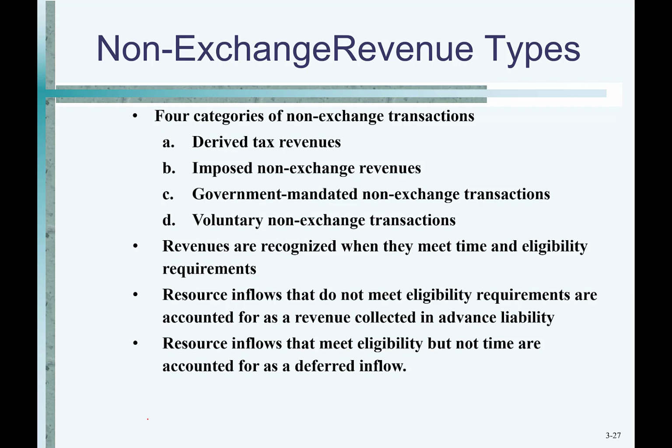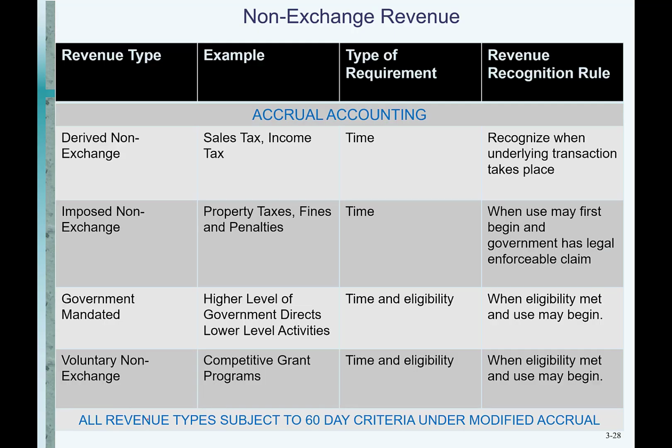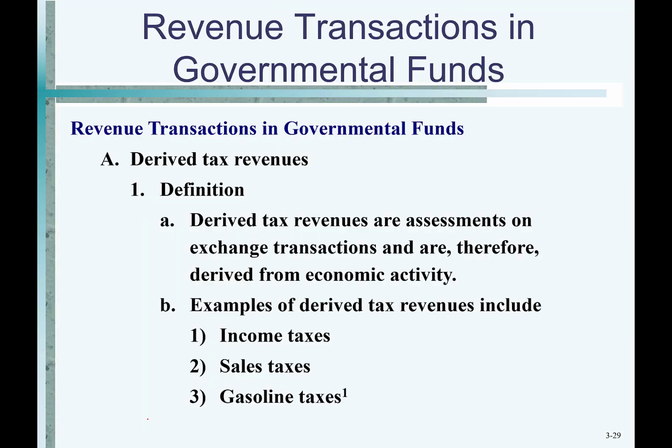Okay? So rather than read through these rules here, I'm just going to go by category. So let's start with derived. What do we mean by derived?